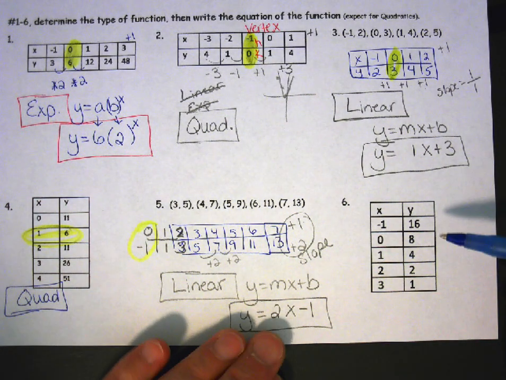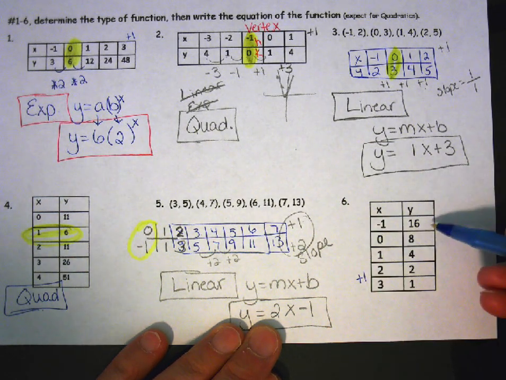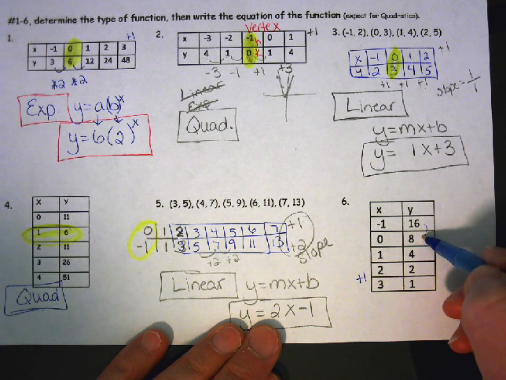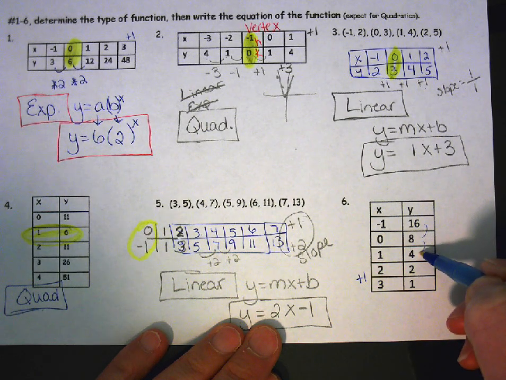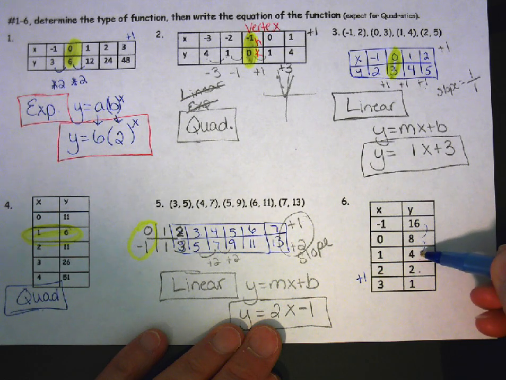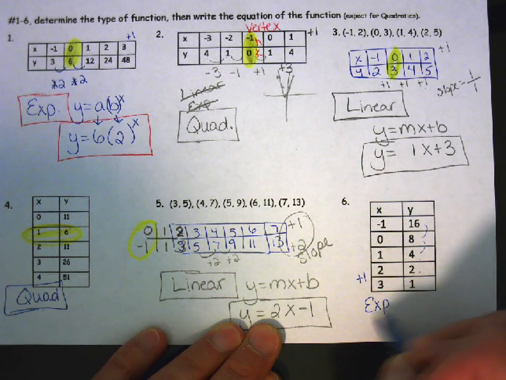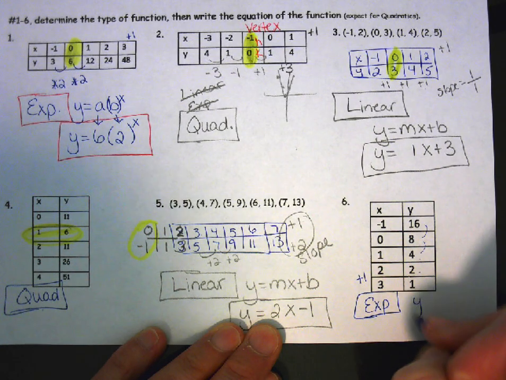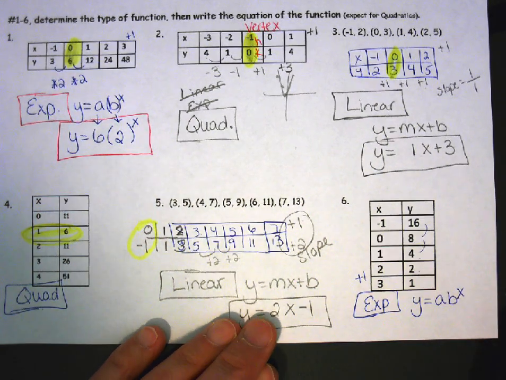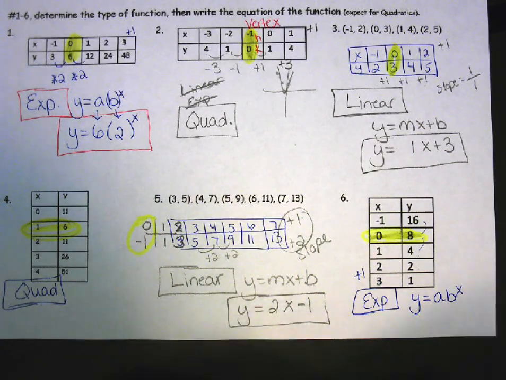If we look at number 6, notice we're going up by 1, so these are looking great. Notice the y's. We're going down by 8, down by 4, down by 2. So I know it's not linear. And notice it's going down, down, down, down. So it can't be quadratic because there's no turn. So I know it has to be exponential. And so if we use our formula, remember A is your intercept. So we use the 8 as our A.